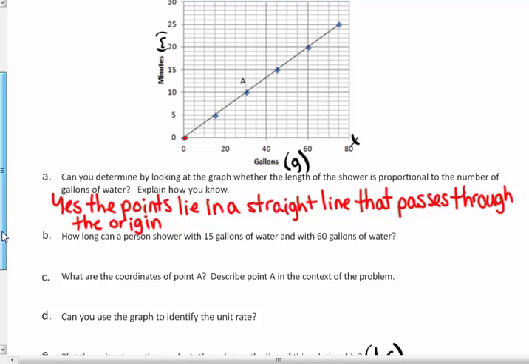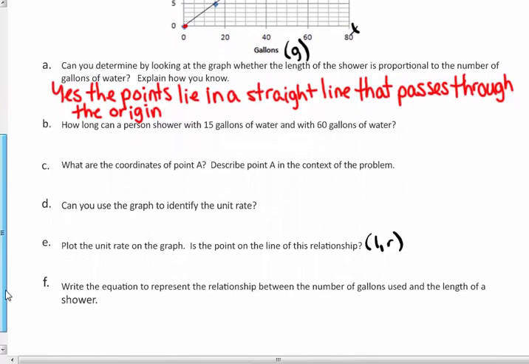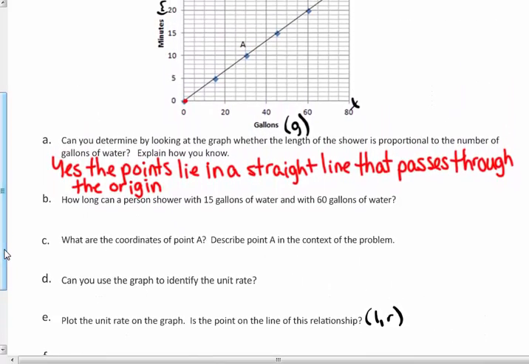How long can a person shower with 15 gallons of water and with 60 gallons of water? Okay, 5, 10, 15, they're counting on the x-axis here. So 15 gallons of water, that's the x. I think they can shower for 5 minutes. So 15 gallons, I'm going to abbreviate this, gives you 15 minutes. Oh, sorry, 5 minutes. 15 gallons gives you 5 minutes. 60 gallons looks like it's going to give you 20 minutes.